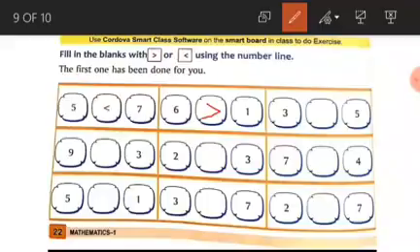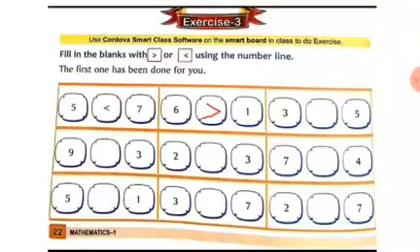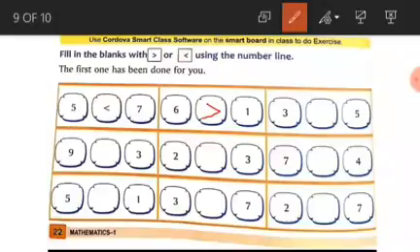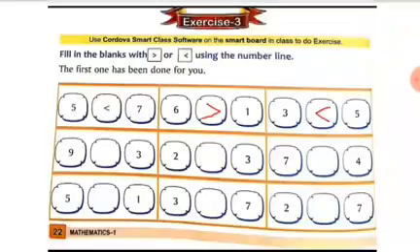Now look at the next question. 3 and 5 is given here. So on the number line 3 is nearby the 0 and the distance between 0 and 5 is more. So 3 is smaller than 5. So we put the sign like this. 5 is greater than 3.